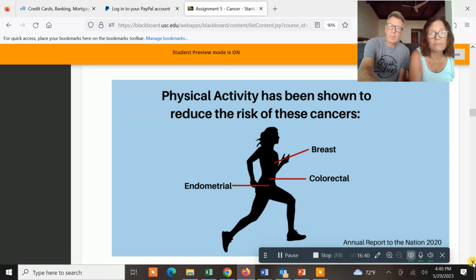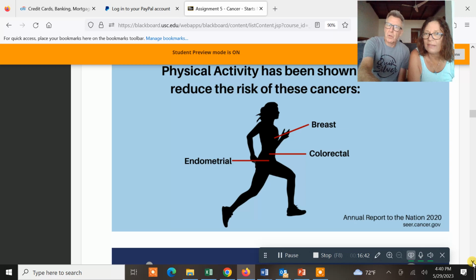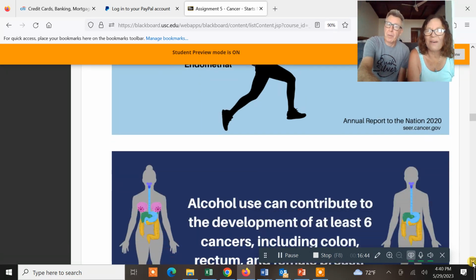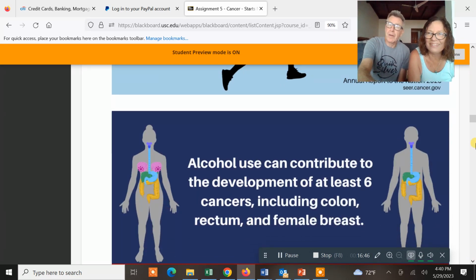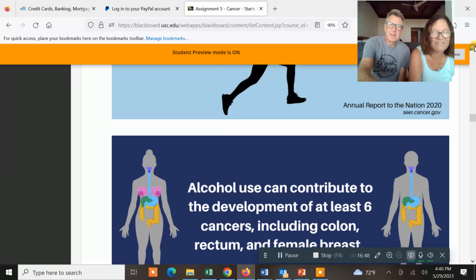So, smoking is bad. Physical activity is good. And we explain why. Go on. I thought we were done here. Don't go too fast. I got plenty to say.